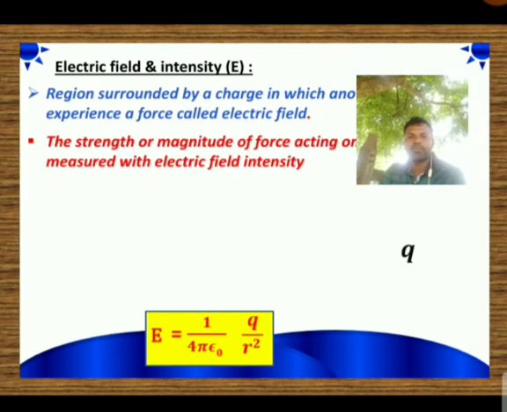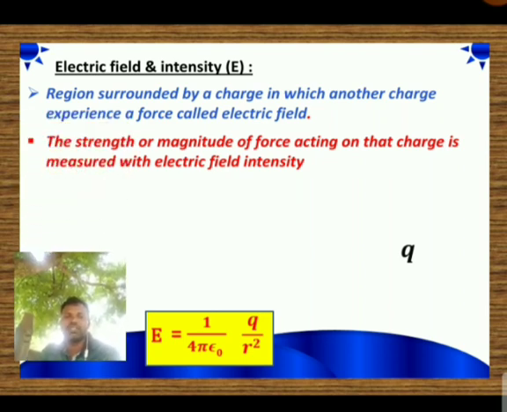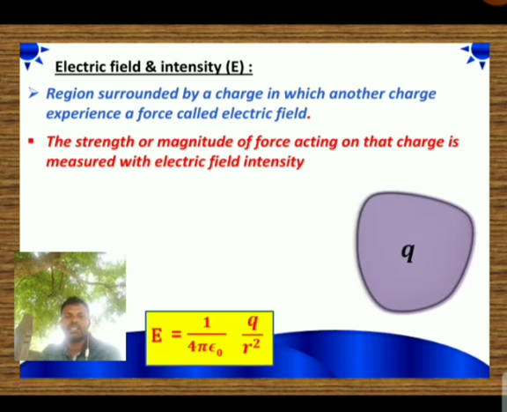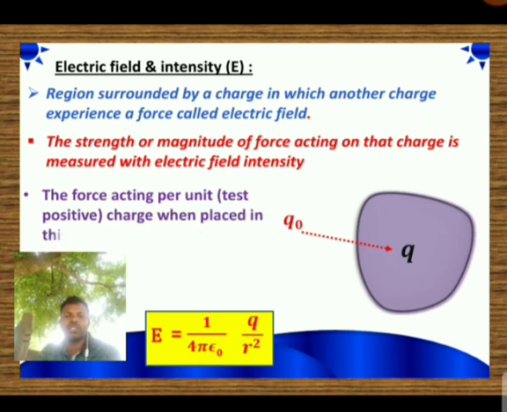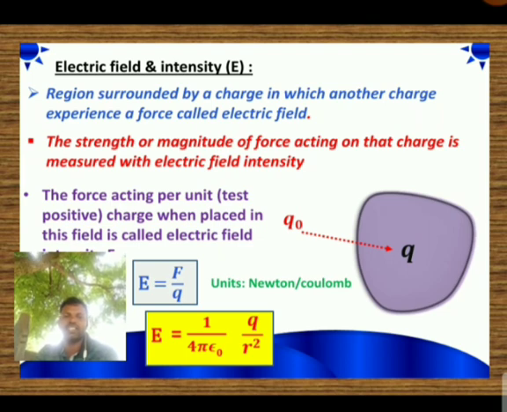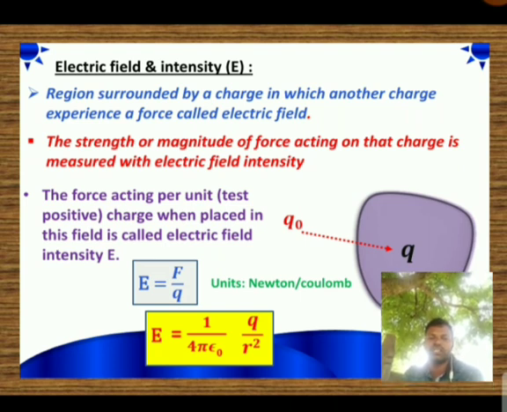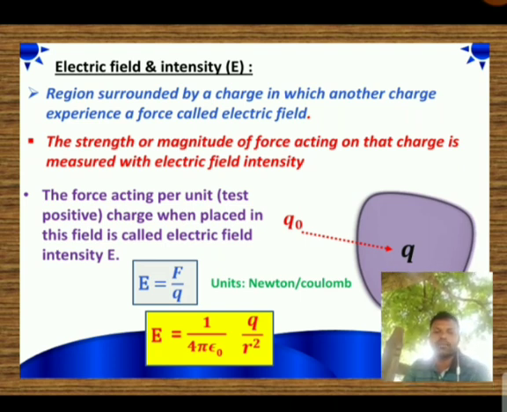First, what is electric field? Electric field is the region surrounded by a charge in which another charge experiences a force. That means if there is a charge Q surrounded by which an electric field is formed, now in that field, if another charge Q0 comes, then that Q0 experiences a force. That is called electric field intensity. The force which is acting on this charge because of this electric field is called electric field intensity. It is defined as force per unit charge. Mathematically, E is equal to F by Q.